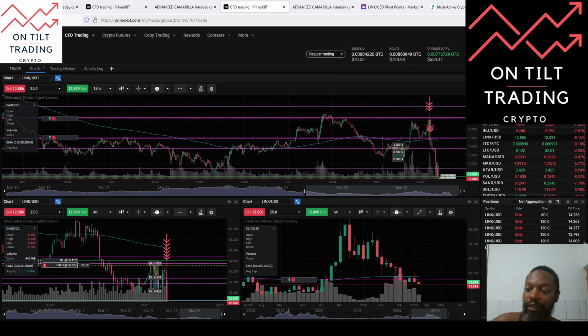My stop loss is, for these top 3 entries, a few cents above, I think 14 cents. There's a 13-cent spread on Chainlink, and my stop loss is 14 cents above this candle here. So this candle here, this 4-hour candle, is 14,396. My stop loss is 14,401. That is my stop loss here for these 3 entries.